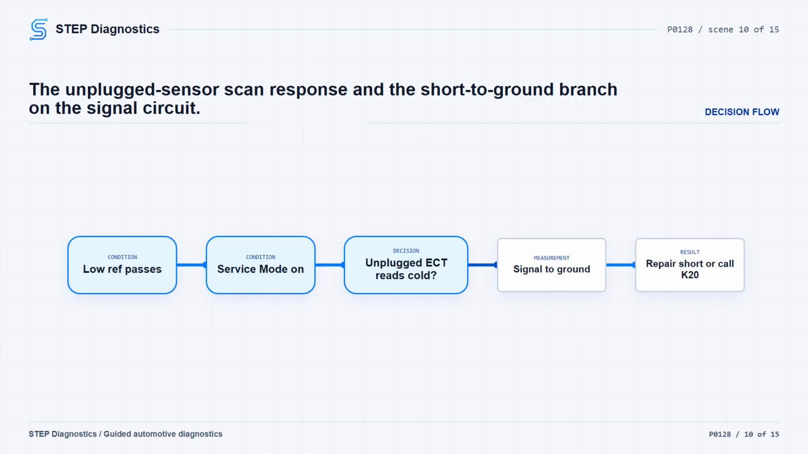turn the ignition and vehicle off, disconnect the appropriate K20 engine control module connector, and test signal circuit terminal 2 at the component harness to ground for infinite resistance. If you have less than infinite resistance, repair the short to ground on the signal circuit. If resistance is infinite, the diagnostic outcome is K20 engine control module replacement.